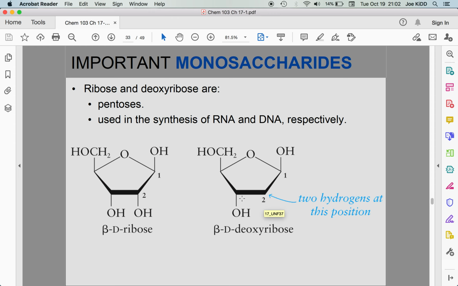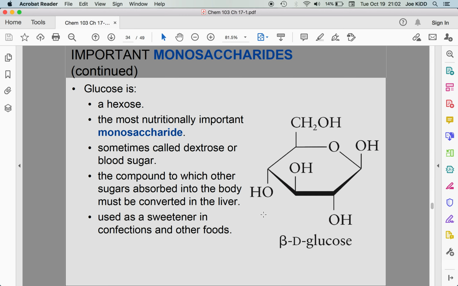Now we still have ribose and deoxyribose, right? So the only difference between these two is that the OH group on the 2 carbon is missing in the deoxy form.